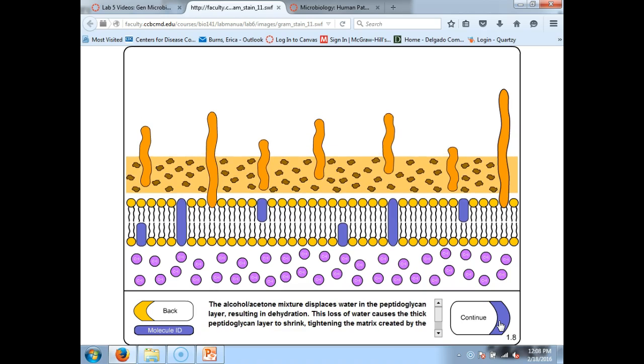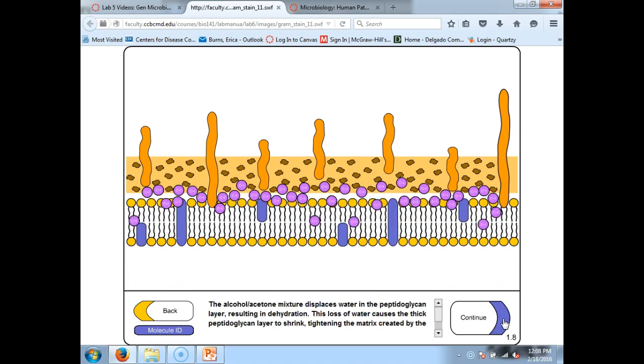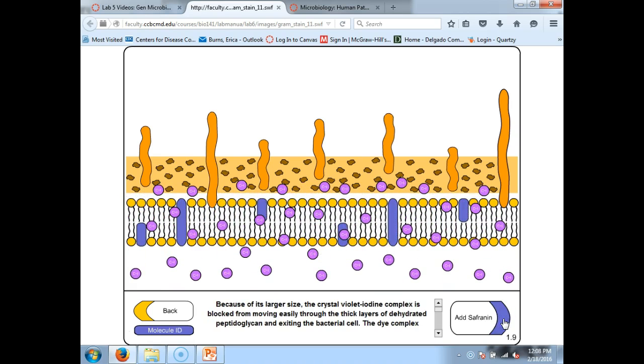the cell wall shrinks. The bonds between the molecules shorten, right? And the holes between the molecules get smaller. So it shrinks up. Because that happens, and these holes just became smaller, it traps in the crystal violet iodine. This doesn't get out of the cell easily. So these guys are going to stay purple. But for the gram-negatives, they would be clear or colorless, as you'll see in a moment.